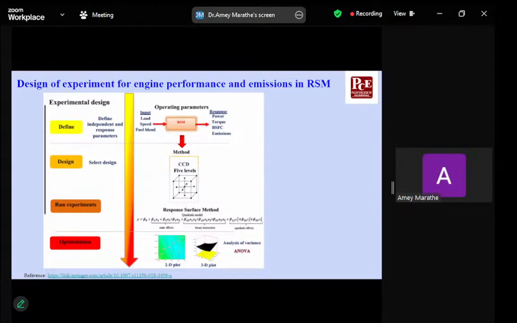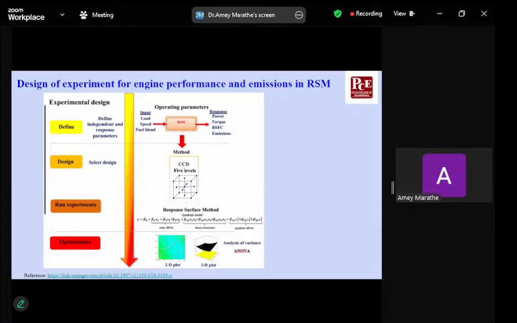Now, if I have to do it using response surface methodology, which is one methodology we will be studying in the subject, look at this first part. There are some input parameters: load, speed, and fuel blend. There are some responses: power, torque, brake specific fuel consumption, and emissions. If I have to observe the effect of load on power, on torque, and on emissions, I cannot do it one parameter at a time.